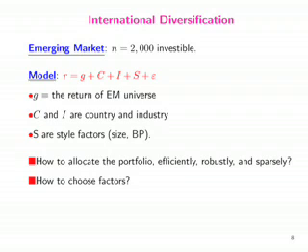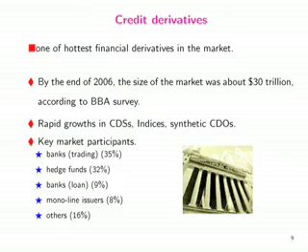So how do I allocate a portfolio efficiently, robustly, and sparsely? That means I really only invest in a part of them. And how do I choose those factors? So certainly these are the questions that you naturally will ask. And actually they apply factor models, very slightly differently from what I talk about here.